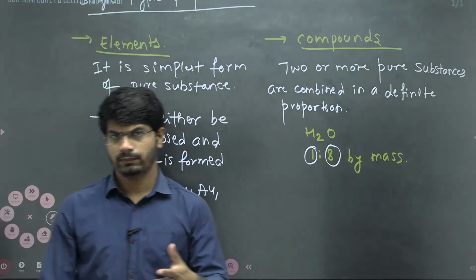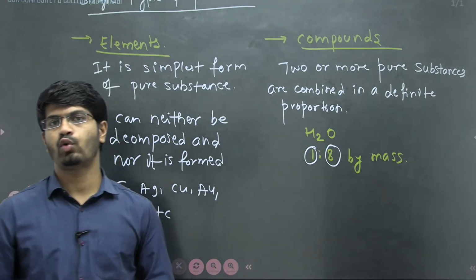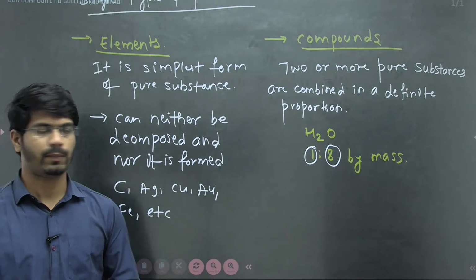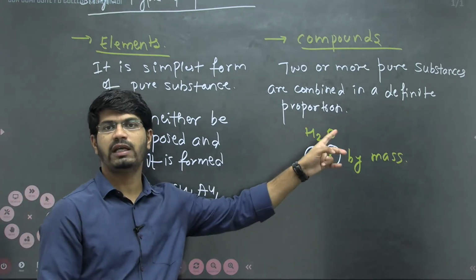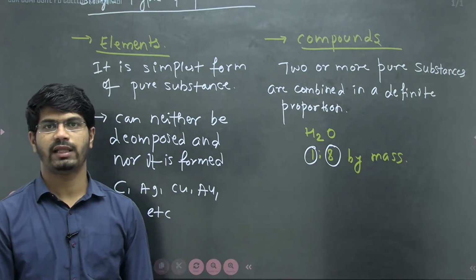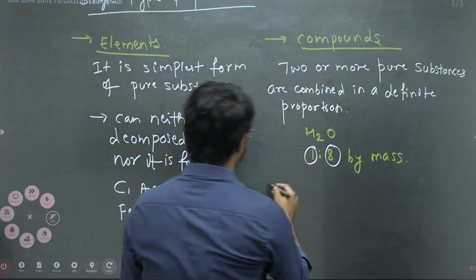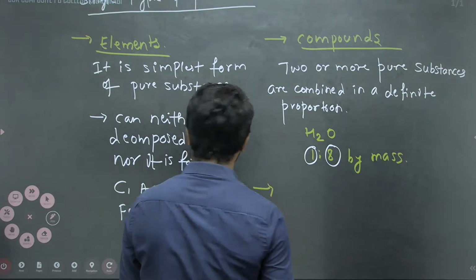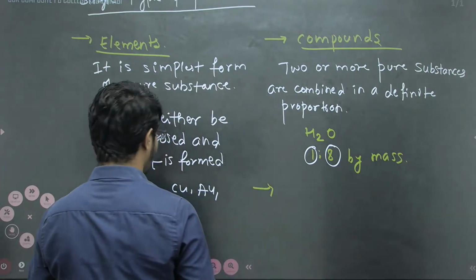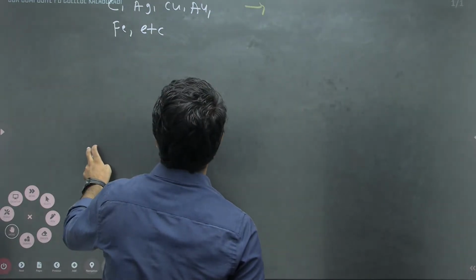So if any substance is formed by combining two or more than two elements in a definite proportion, in a definite ratio, then they are known as compounds. Clear? Now, the compounds are further classified into inorganic compounds and organic compounds. Let me take another page.